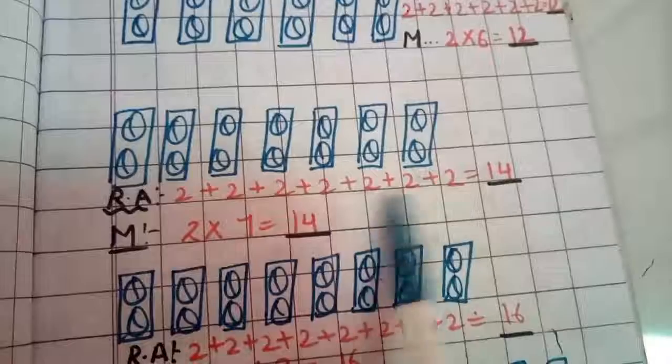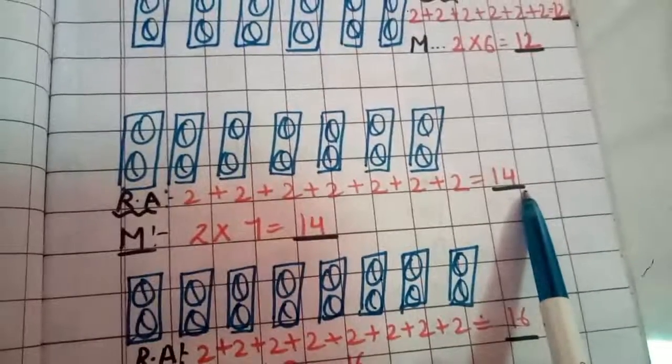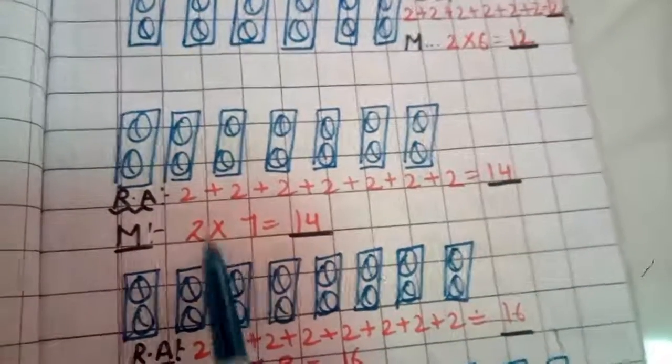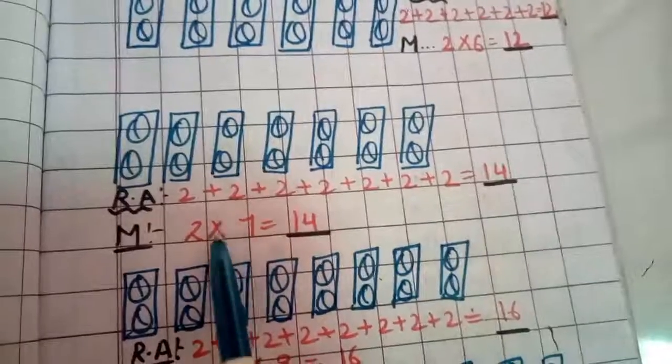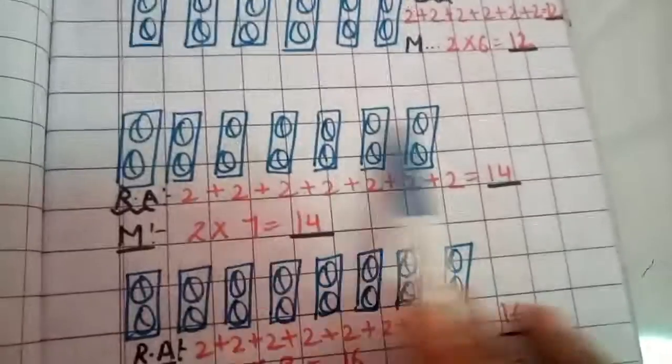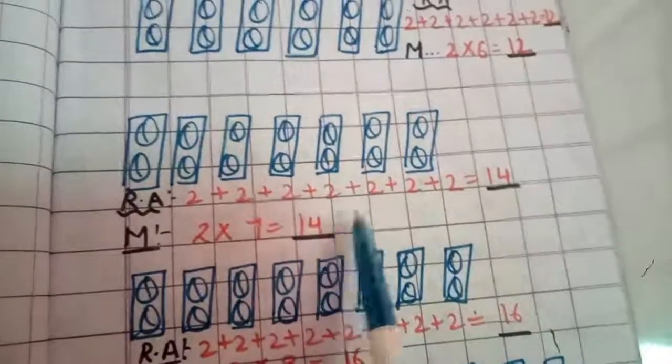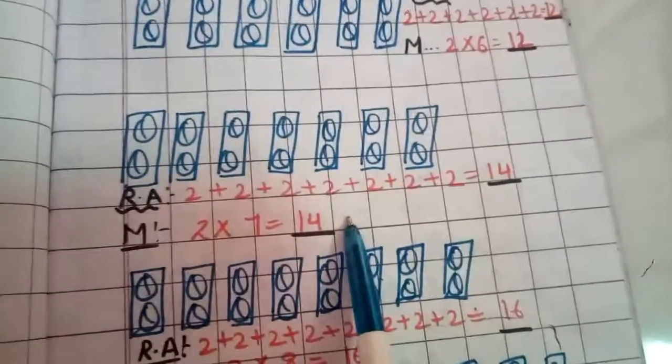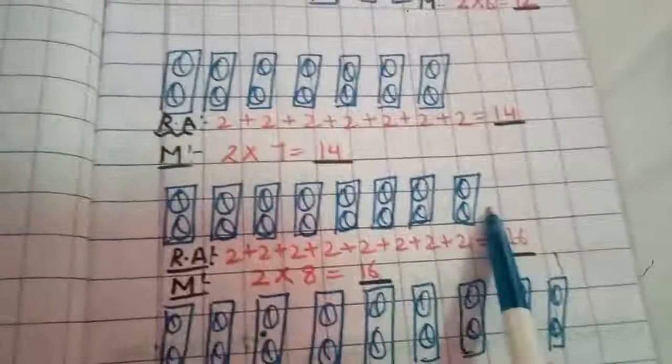Okay, so there are 7 boxes. Each box has 2 balloons. Now 14, the total sum is 14. How do we change it into multiplication, doing the table of 2? So 2 multiplied by, and then count the boxes. 7. We will get the same answer. 2 sevens are 14.